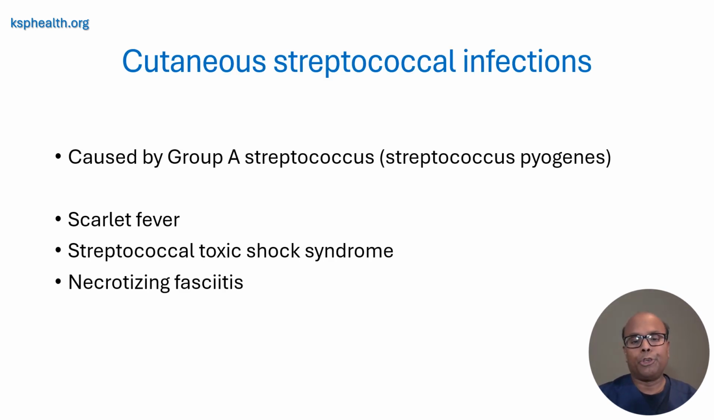The next subject is cutaneous streptococcal infections. It's caused by group A streptococcus, otherwise called Streptococcus pyogenes. It can cause scarlet fever, streptococcal toxic shock syndrome, and necrotizing fasciitis. We will talk about necrotizing fasciitis in part 2. In this particular one, we will confine ourselves to scarlet fever and streptococcal toxic shock syndrome.